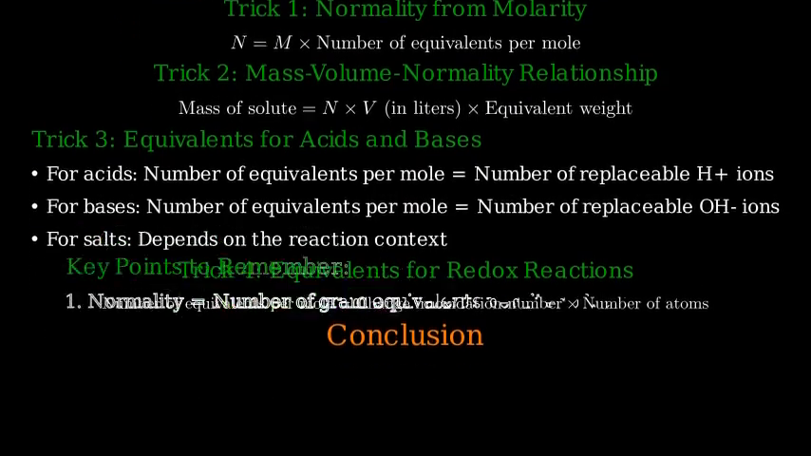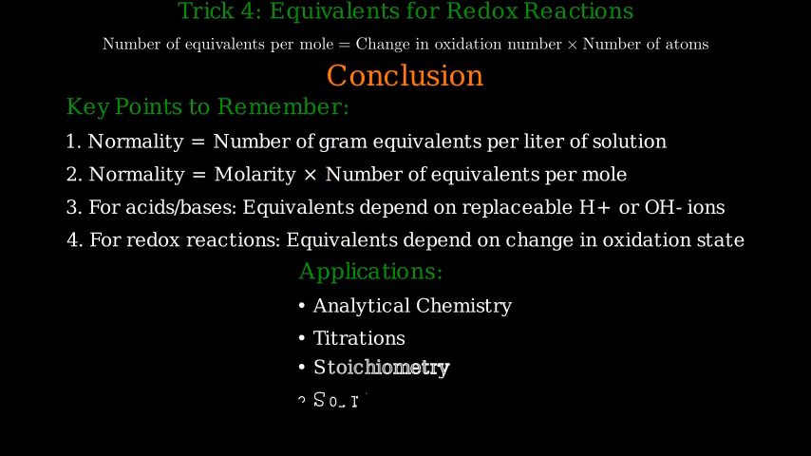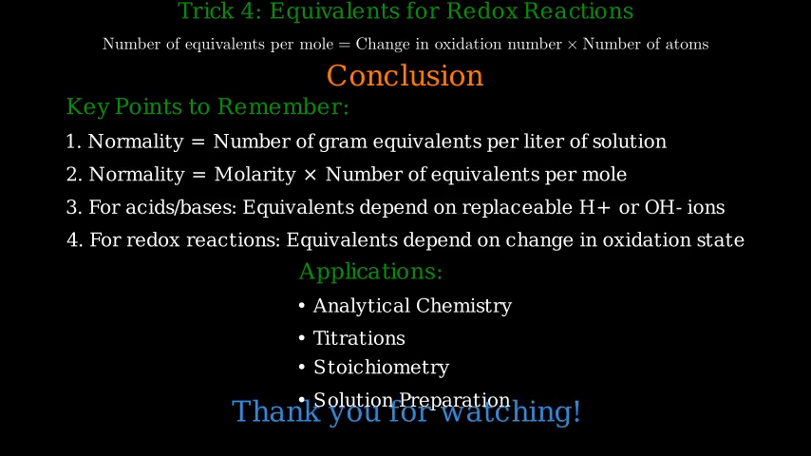Remember the key points. 1. Normality is the number of gram equivalents per liter of solution. 2. It's related to molarity through the number of equivalents per mole. 3. For acids and bases, equivalents depend on the number of replaceable H+ or OH ions. 4. For redox reactions, equivalents depend on the change in oxidation state. Understanding normality will help you solve a wide variety of problems in analytical chemistry, especially titrations where the equivalence point is determined by the equal number of equivalents between reactants.